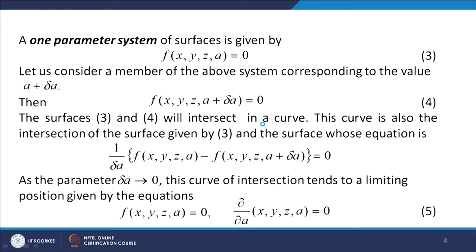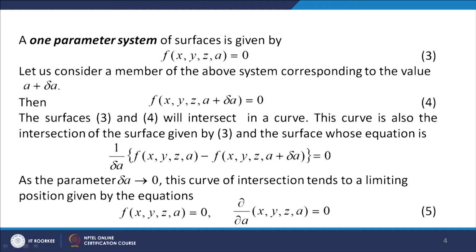Suppose we have a one parameter system of surfaces. A one parameter system of surfaces is given by f(x, y, z, a) = 0, where a is a parameter. Let us consider another member of this family by taking a as a + delta a. Then f(x, y, z, a + delta a) = 0. The surfaces 3 and 4 will therefore intersect in a curve. This curve is also the intersection of the surface 3 with the surface whose equation is (1/delta a)[f(x, y, z, a) - f(x, y, z, a + delta a)] = 0.